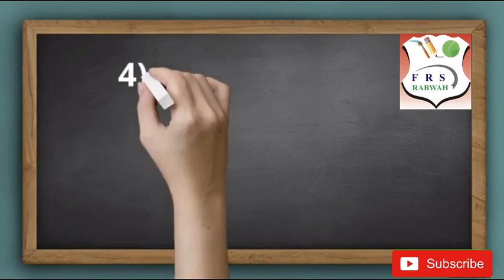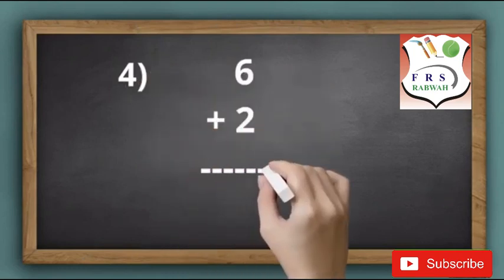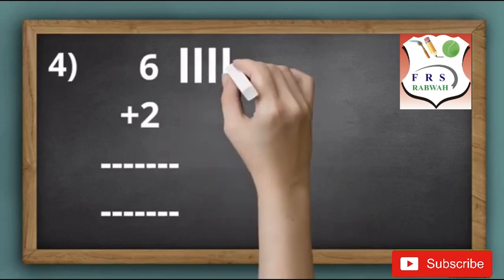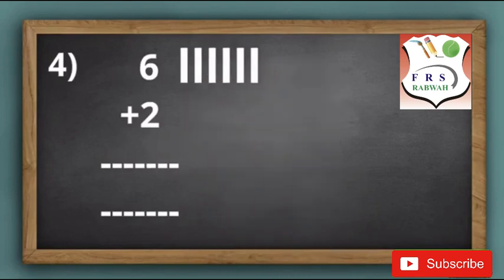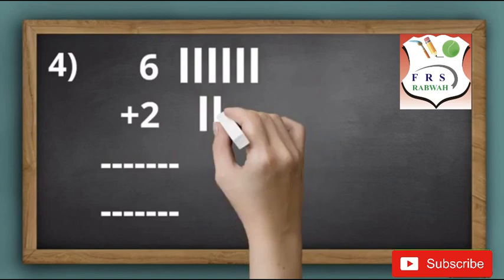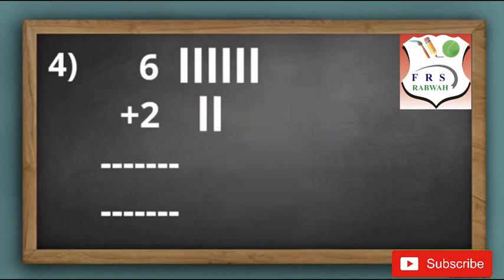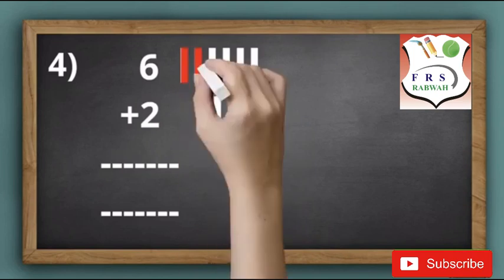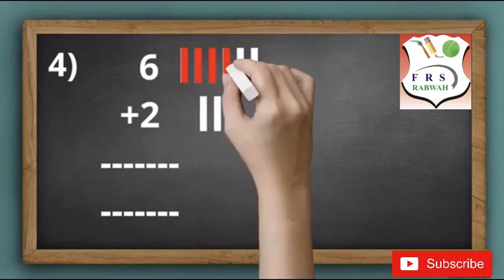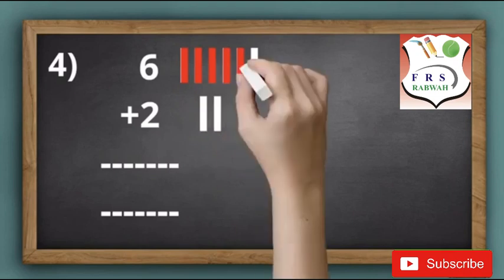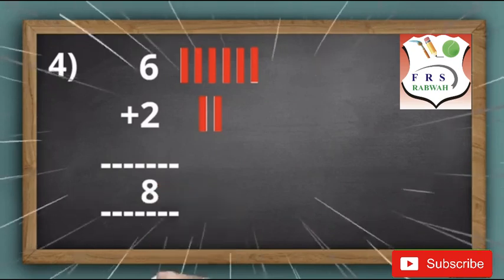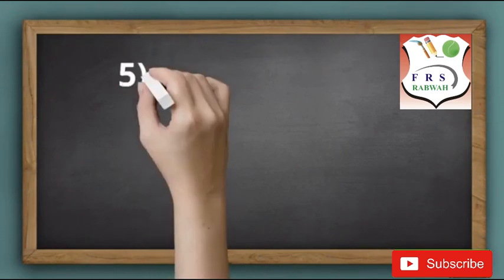What is 6 plus 2? 6 lines to represent 6. 2 lines to represent 2. Now, let's count together. 1, 2, 3, 4, 5, 6, 7, 8. Let's take a look at the next question.